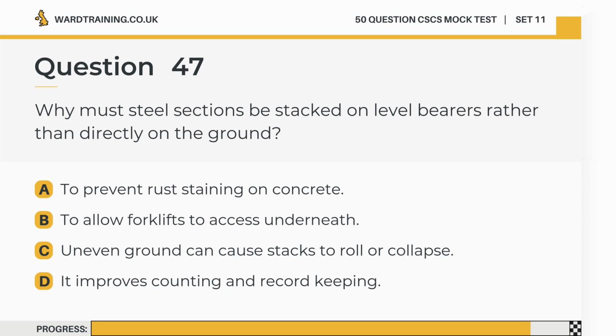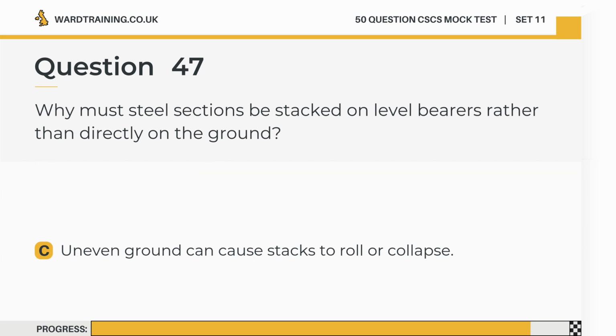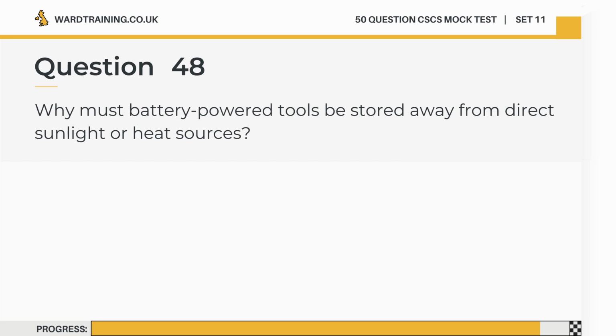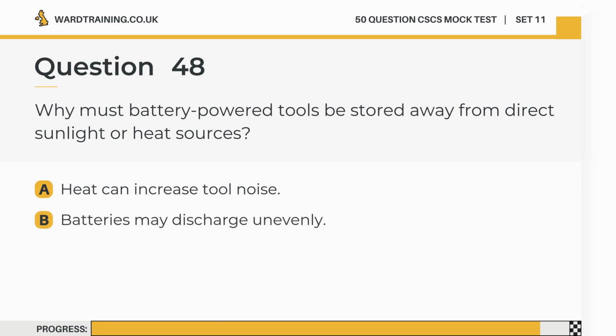The correct answer is C. Uneven ground can cause stacks to roll or collapse. Question 48. Why must battery-powered tools be stored away from direct sunlight or heat sources? A. Heat can increase tool noise. B. Batteries may discharge unevenly.